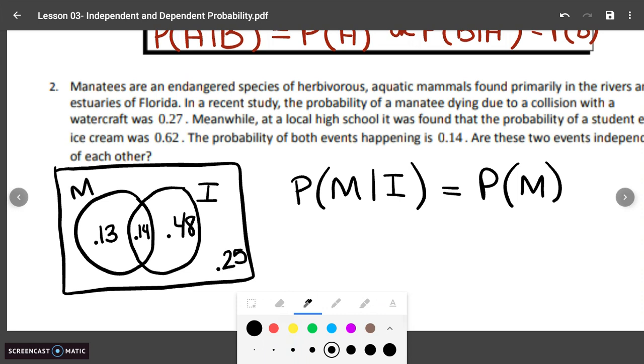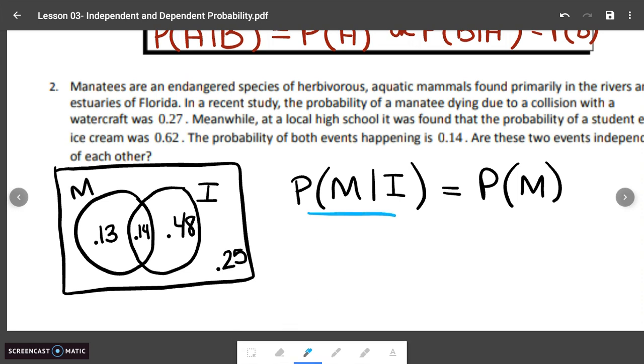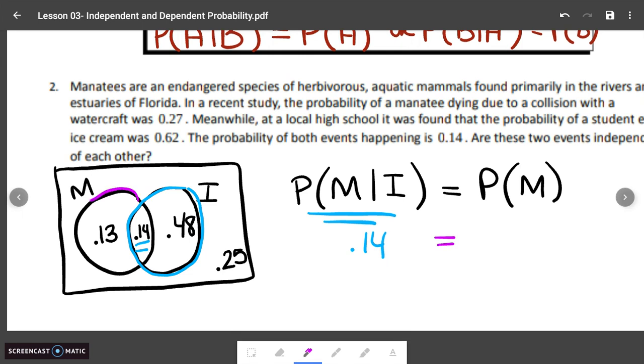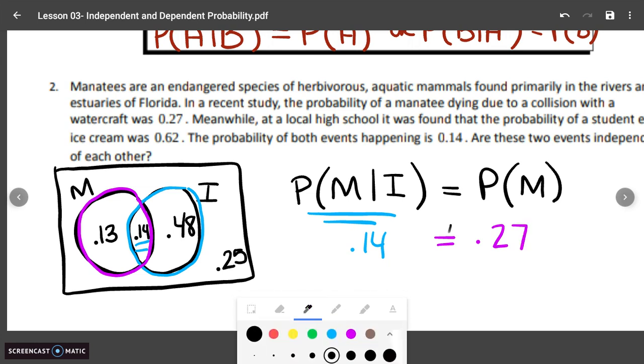So remember, with this given, we know ice cream's happening, right? So we know ice cream's happening because that's what the given is. But then manatees dying also happens. So that's 0.14. And it's equal to the probability of a manatee dying. So that's 0.27. So these two events do not equal each other.